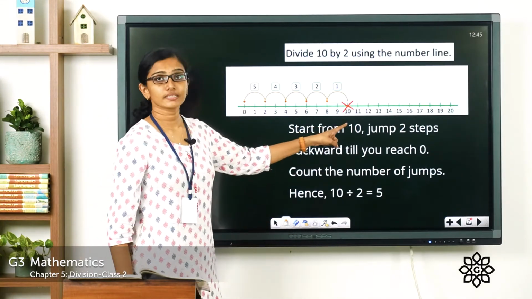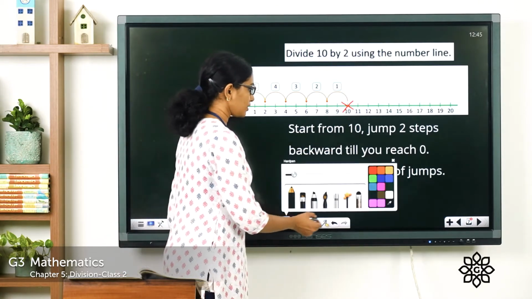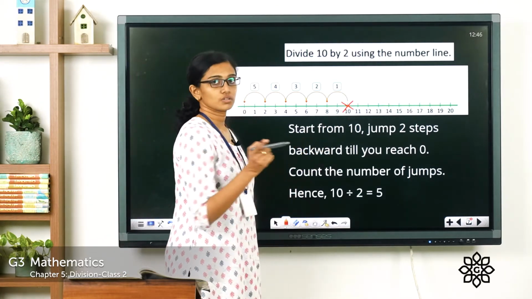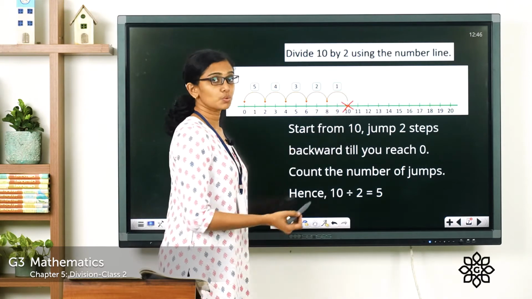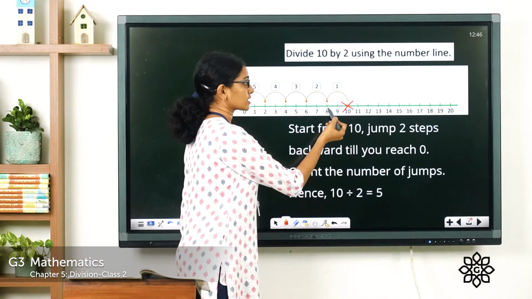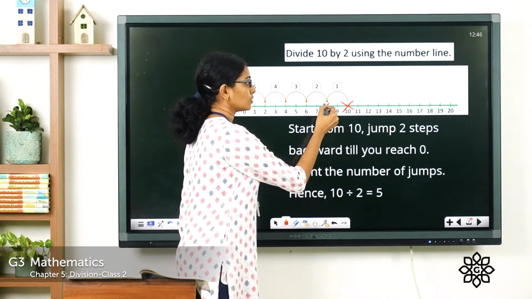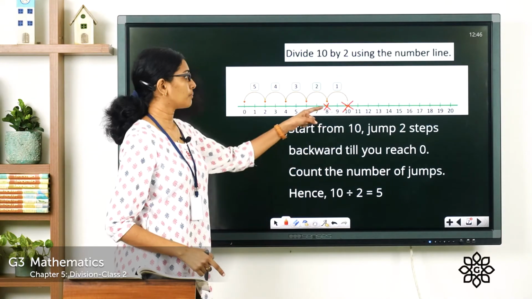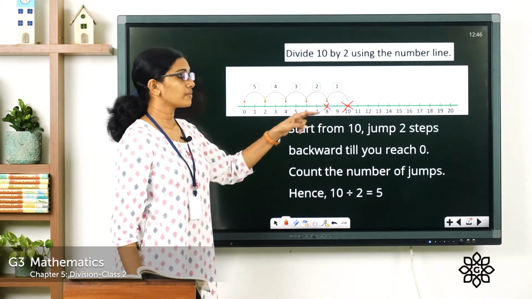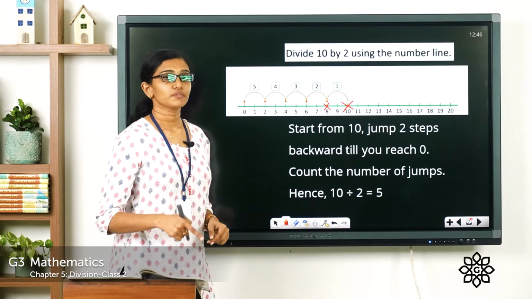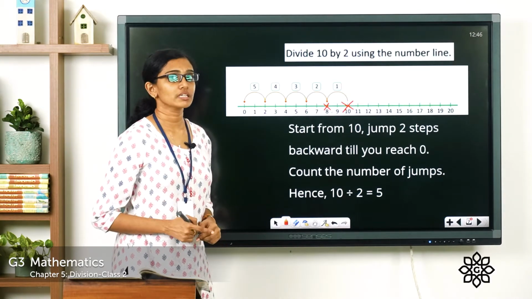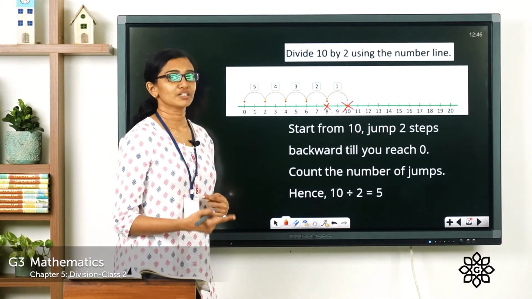So right now you are standing at 10. Now you have to jump 2 steps backwards. So standing at 10, 2 steps would be 9, 8. So 1, 2. You land on number 8. So there you have made your first jump. You have to continue the jumping until you reach 0, right? So let's continue the jumping.